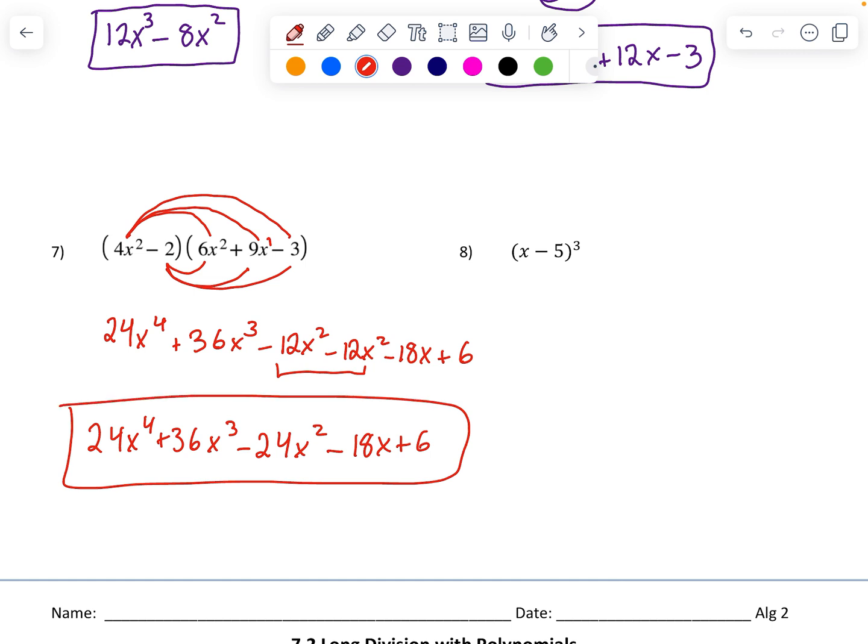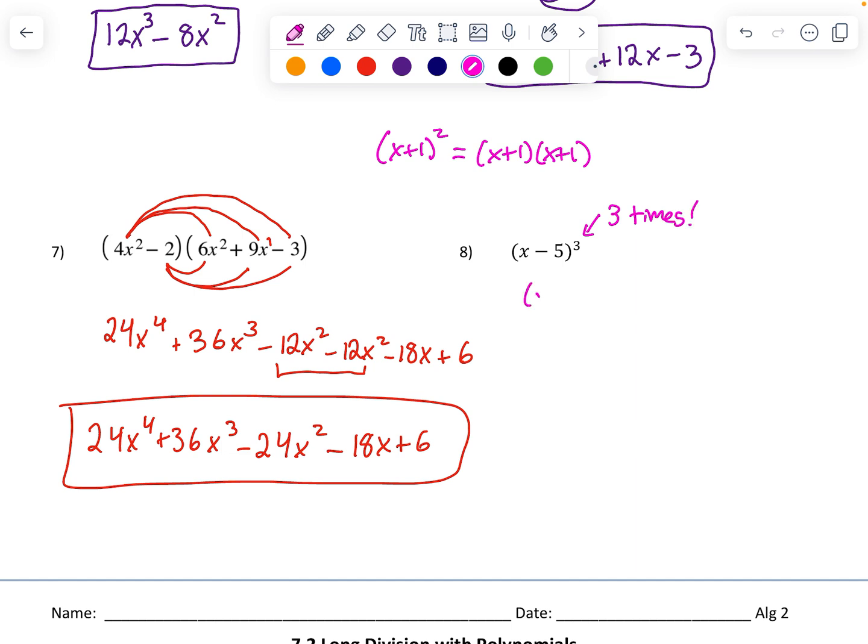Finally, we've got x minus 5 to the 3rd power. So we've mentioned it briefly this year. If you had something like x plus 1 squared, squaring means you multiply it by itself. So that would really be x plus 1 times x plus 1. So if I see it to the 3rd power, that means I have to do it 3 times. So it's going to be multiplied by itself 3 times.